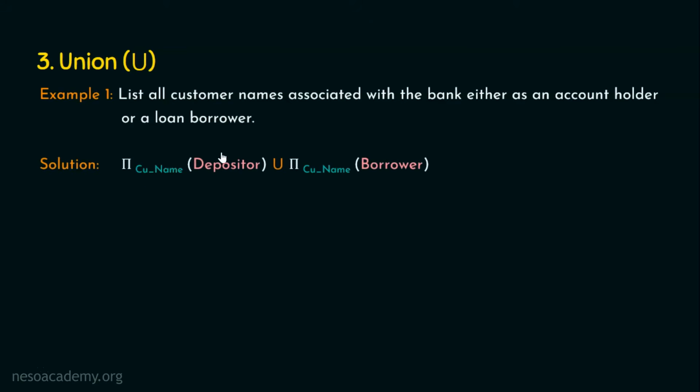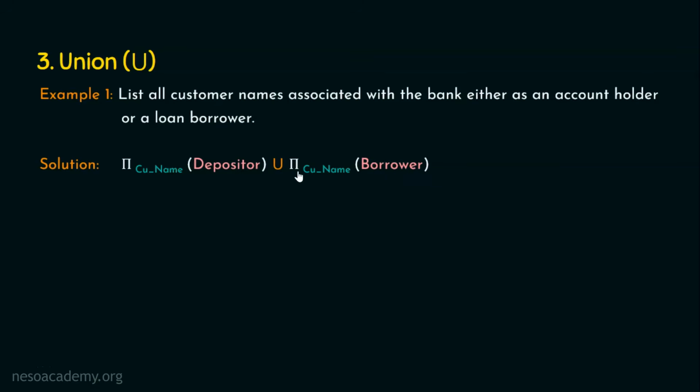We are considering the depositor relation and retrieving only the customer name from it, which is this part. So all the depositors' names will appear here. Just see what operator I have used: the project operator. This project retrieves only the customer names from the depositor relation. The output is a temporary relation which contains only one attribute, which is customer name. Coming to this side, here I am focusing on the borrower relation, and I am retrieving only the customer names from the borrower relation.